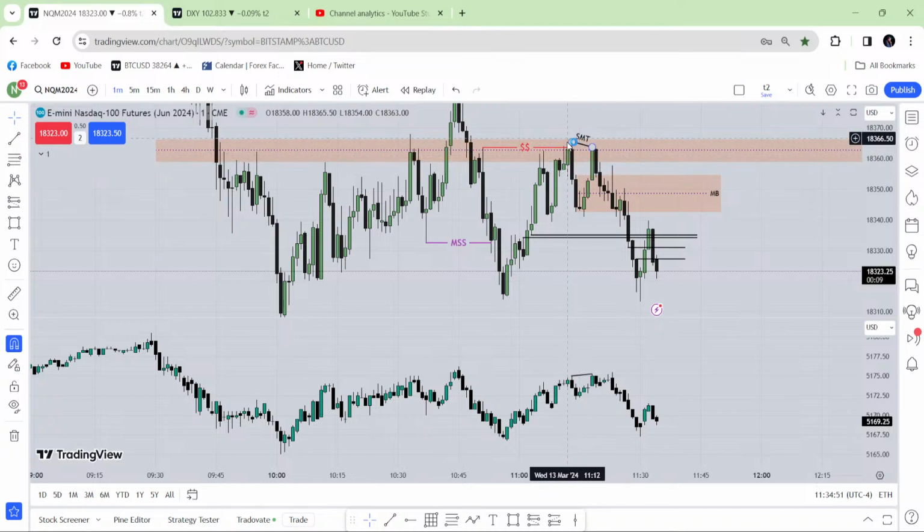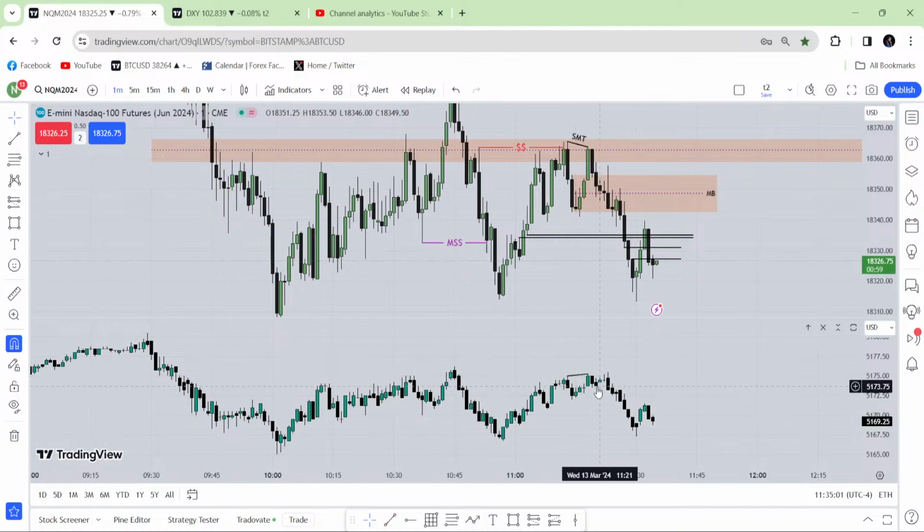So this is the mitigation block. First, it has to reach a 15-minute or higher time frame fair value gap. Then it has to take some liquidity. Third, it can't make the higher high. At the same time, mini S&P has to make the higher high.